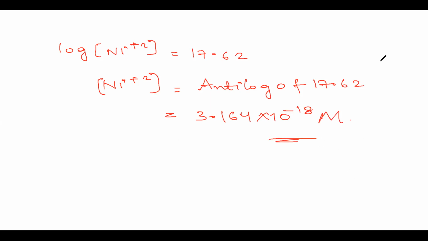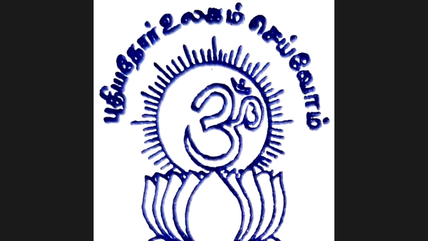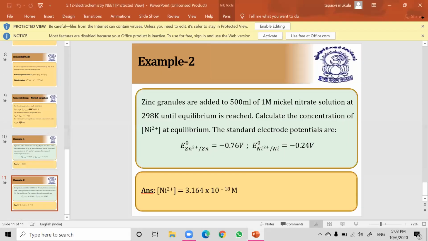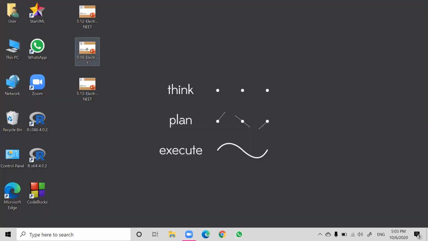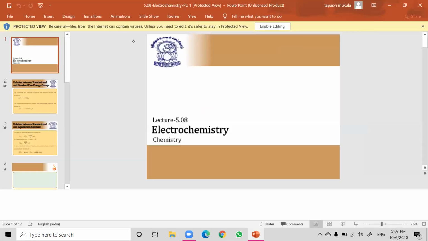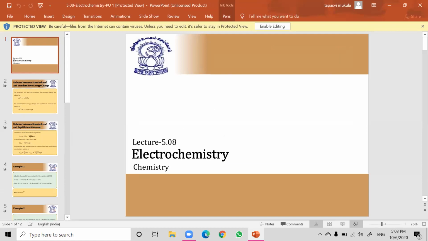I hope it is clear. Next. So 3.164 into 10 to the power of minus 18 molarity. Next. So these are the important models in the Nernst equation. Next we'll see the next topic in these questions.